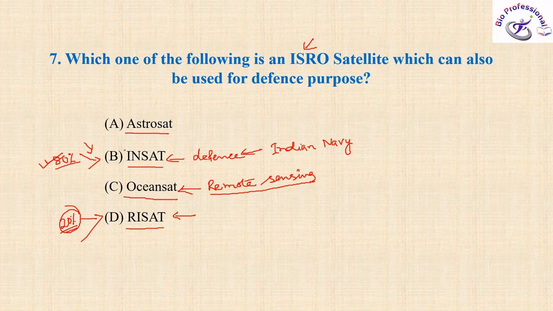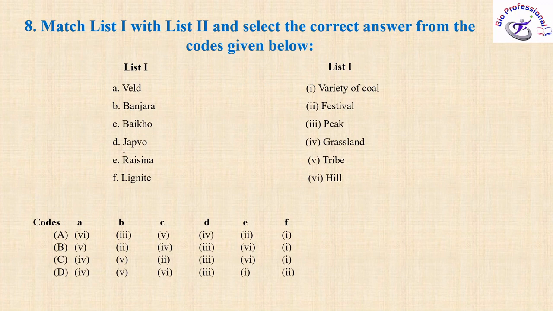Now let's move on to the next question: veld. What is veld? This is a grassland in southern Africa. This is a grassland in southern Africa.